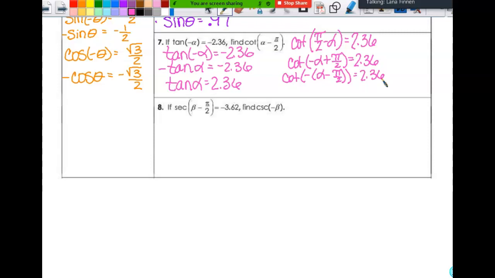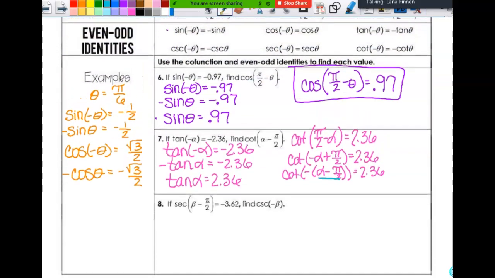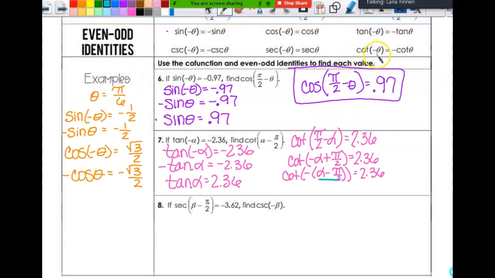So this right here, whatever alpha minus pi halves is, it represents some angle, okay? And I could call that angle theta, right? And if I did, then this would be cotangent of negative theta, whatever that is. So I can look right here, and I know that cotangent of negative theta is equal to negative cotangent of theta. So that makes this negative cotangent of alpha minus pi halves, and that's equal to 2.36.